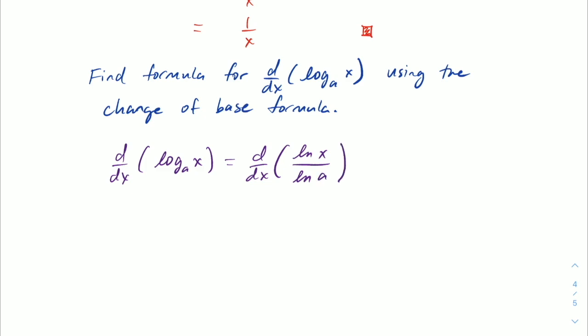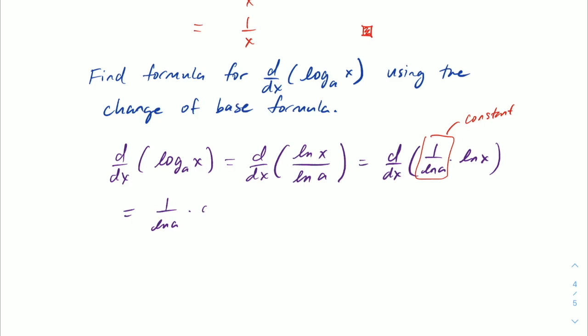And we know the derivative of the natural log. The derivative of the natural log is 1 over x. Now this natural log of a may look like a function. It's actually just a constant, so I can rewrite this quotient as 1 over the natural log of a times the natural log of x. And this is just a constant. So when I take the derivative, it can be ignored. I'm just taking the derivative of the natural log. Okay, so I'll have 1 over natural log of a times the derivative of the natural log, which is 1 over x. So I get 1 over natural log of a times 1 over x, which we typically write as 1 over x natural log of a.